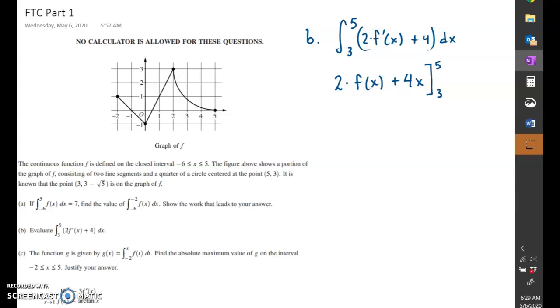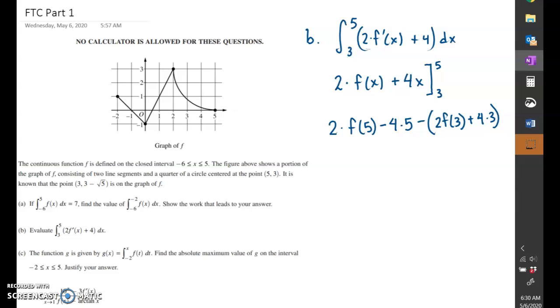And so we're going to plug in the 5. So 2 times f of 5 minus 4 times 5 minus 2 times f of 3 plus 4 times 3.